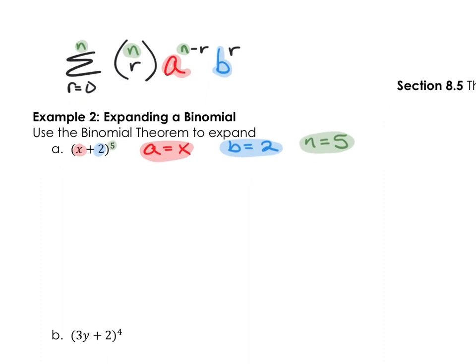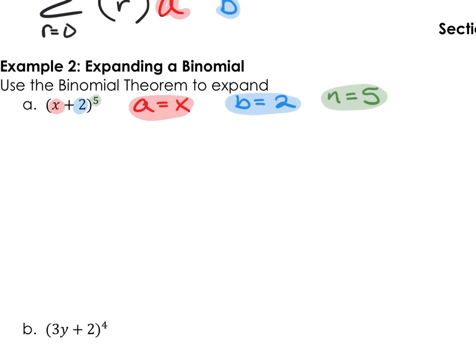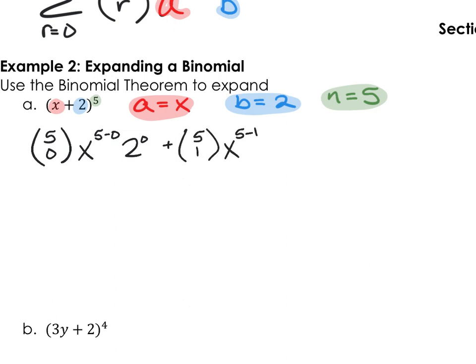So if we were expanding this, here's what it looks like. We would say this expands to n choose 0, so 5 choose 0, times x to the 5 minus 0 and 2 to the 0. Plus, and now switch all of the r's by 1. This is 5 choose 1 times x to the 5 minus 1 times 2 to the 1. Get bigger. 5 choose 2, x to the 5 minus 2, 2 to the 2.